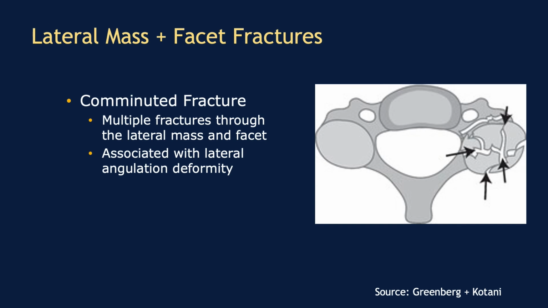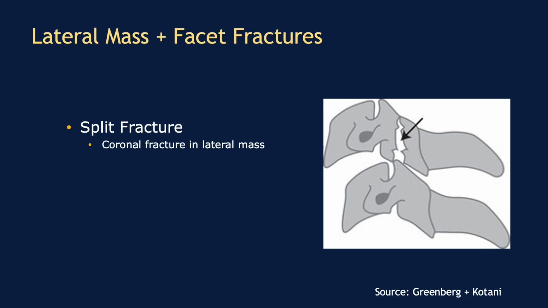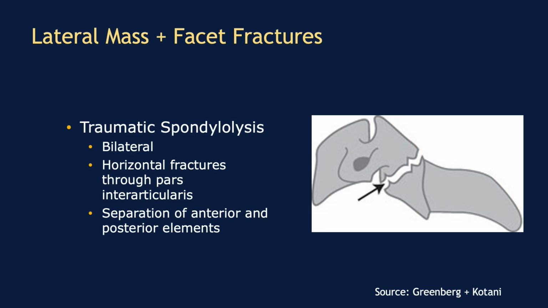classification involves multiple fractures through the lateral mass and facet, and is associated with lateral angulation deformity. Split fractures are a coronal fracture in the lateral mass. Traumatic spondylolysis is the result of extension combined with compression that results in bilateral horizontal fractures through the pars interarticularis, and there is usually a separation of the anterior and posterior elements.